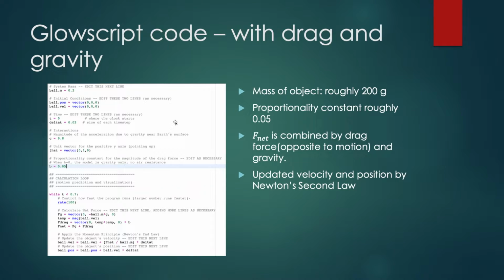Here's the code segment for the model with the drag force and the gravity. As you can see here, I set the mass of the object to roughly 200 grams and the proportionality constant to roughly 0.05, which I personally think is a bit higher than the actual value. And the F net here is the addition of the drag force and the gravity. I then updated velocity and position by Newton's second law.